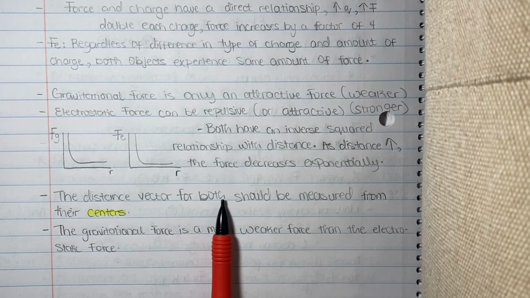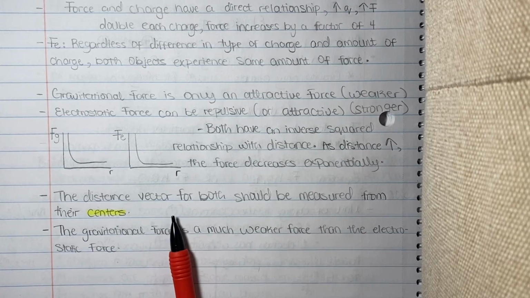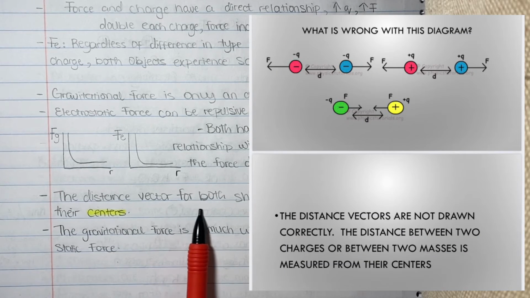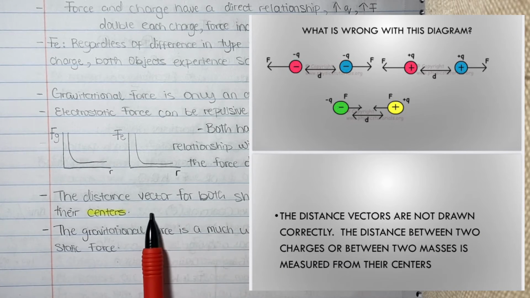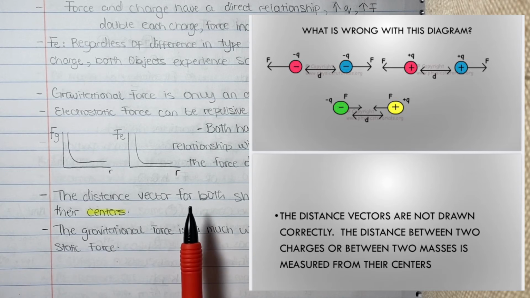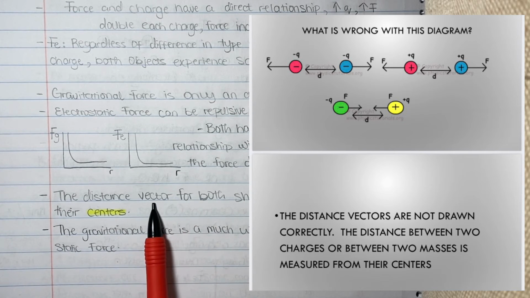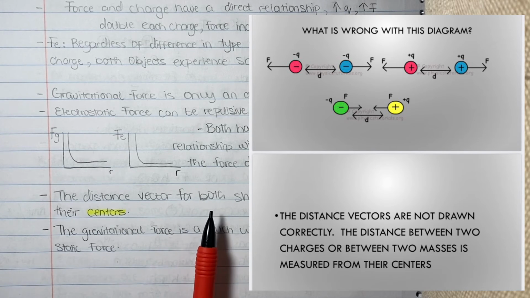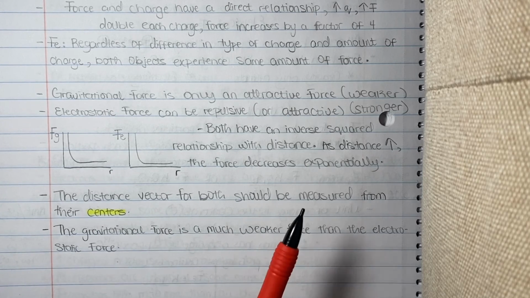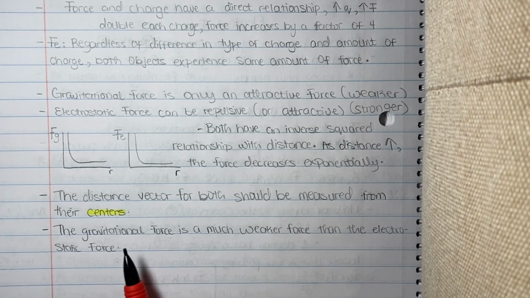The distance vector for both should be measured from the center. There's a diagram that showed the distance being directly in between the two charges, and that's not right, because you should measure directly from the center of the charge, and not just the distance between both of them. So that's that. And again, gravitational force is a much weaker force than electrostatic force.